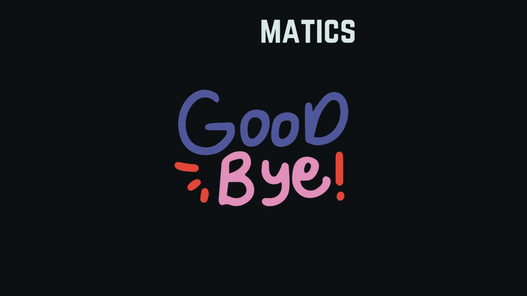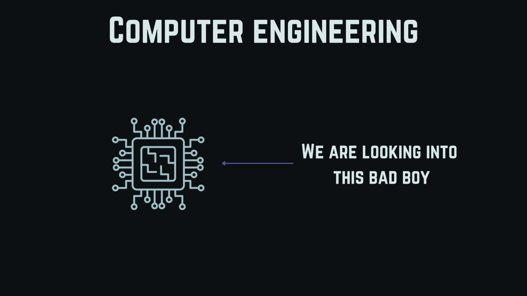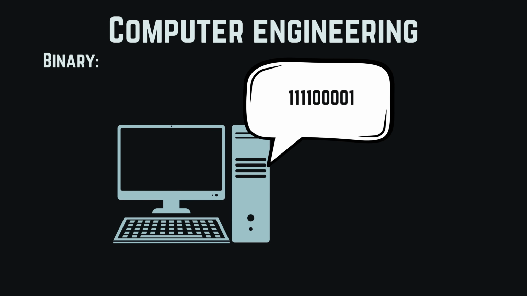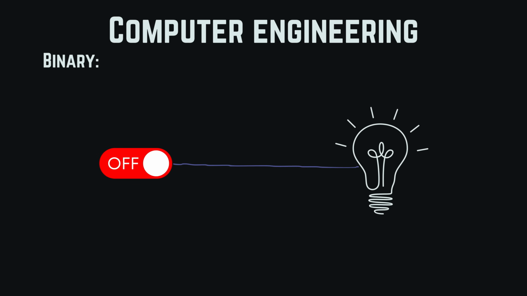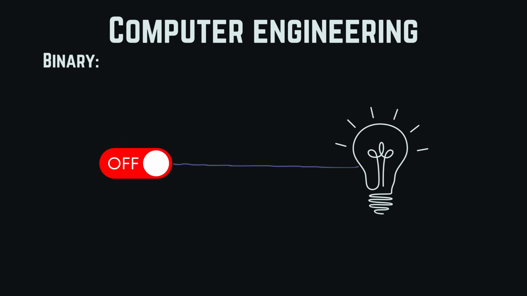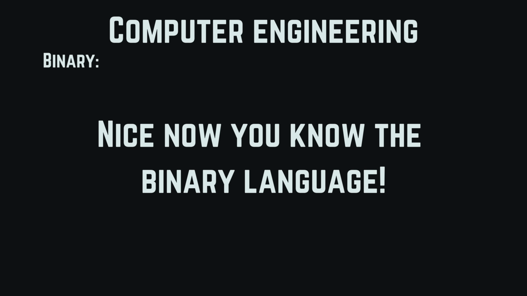Let's follow up with the computer engineering part. The first course is going to be about computer architecture. We will start by learning that the computer only understands 1 and 0. You can imagine it like this. If you press a switch, the light source will turn on. If you press it again, it will turn off. So basically power on, power off. Nice. Now you know the binary language.